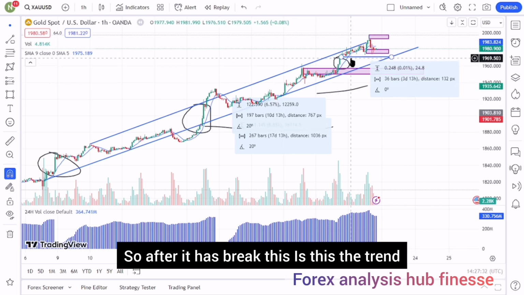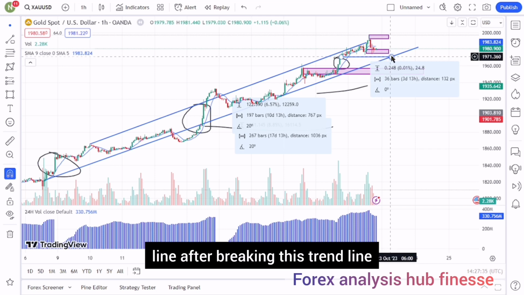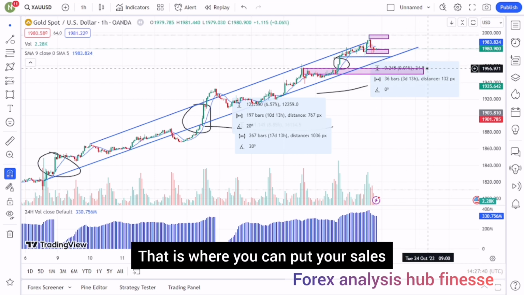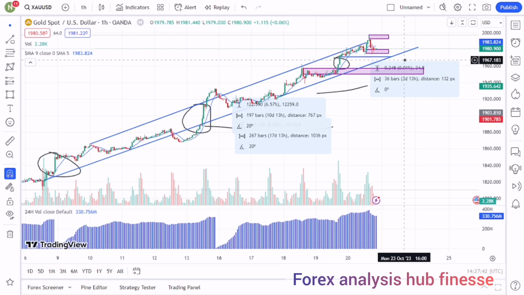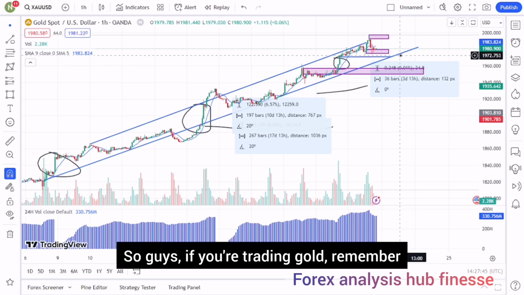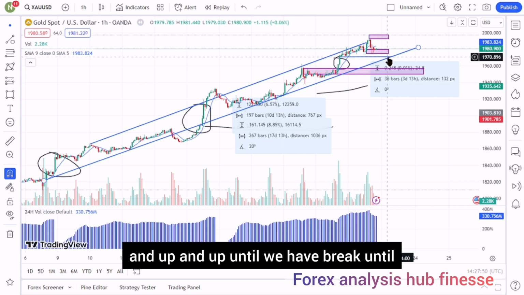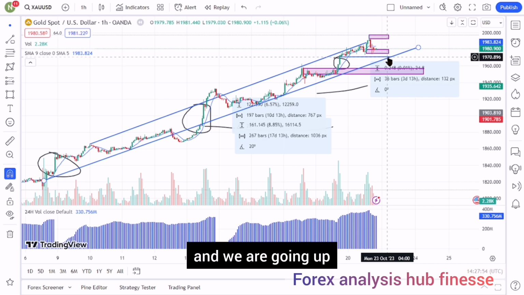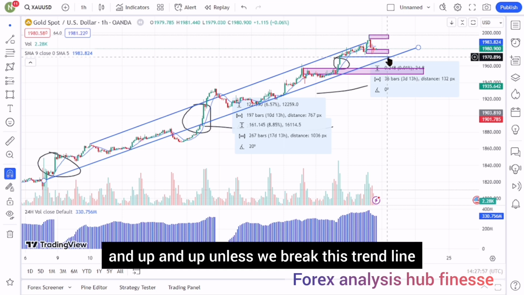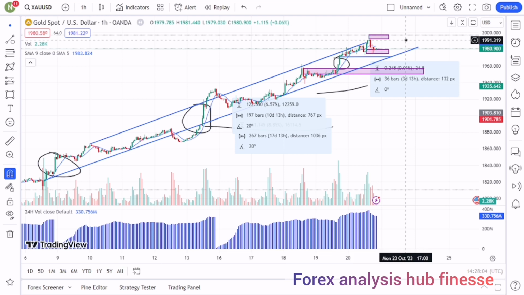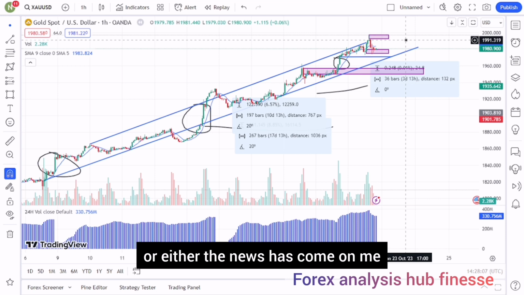After it has broken this trend line, and then it continues moving downward, that is where you can put your sells. But before that, we are still on the bullish candle. So guys, if you are trading gold, remember we are still going up and up and up until we break this trend line. So guys, don't try to sell gold on a long position. If you are selling gold, make sure you are scalping, or else the news has come.